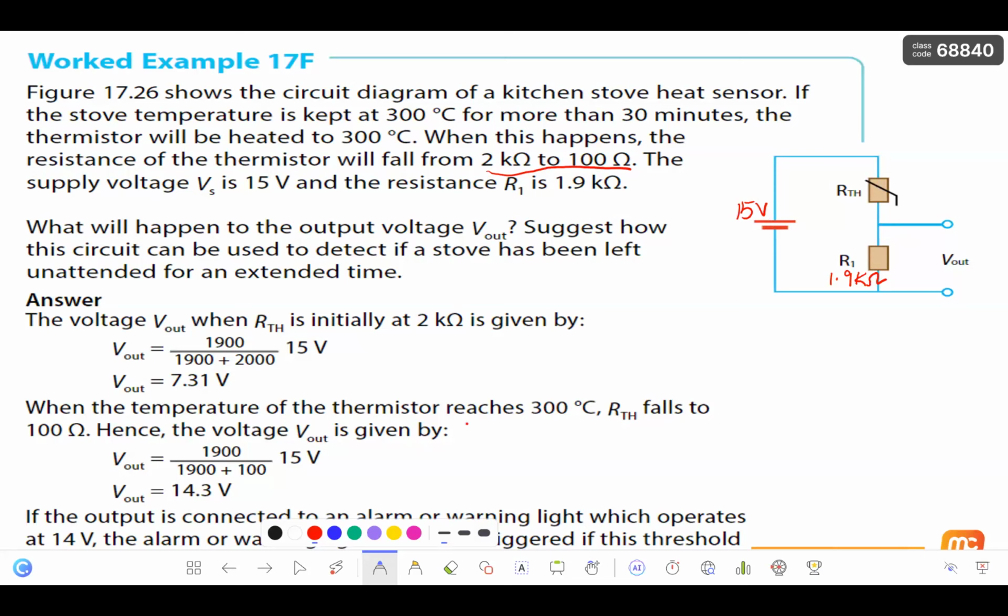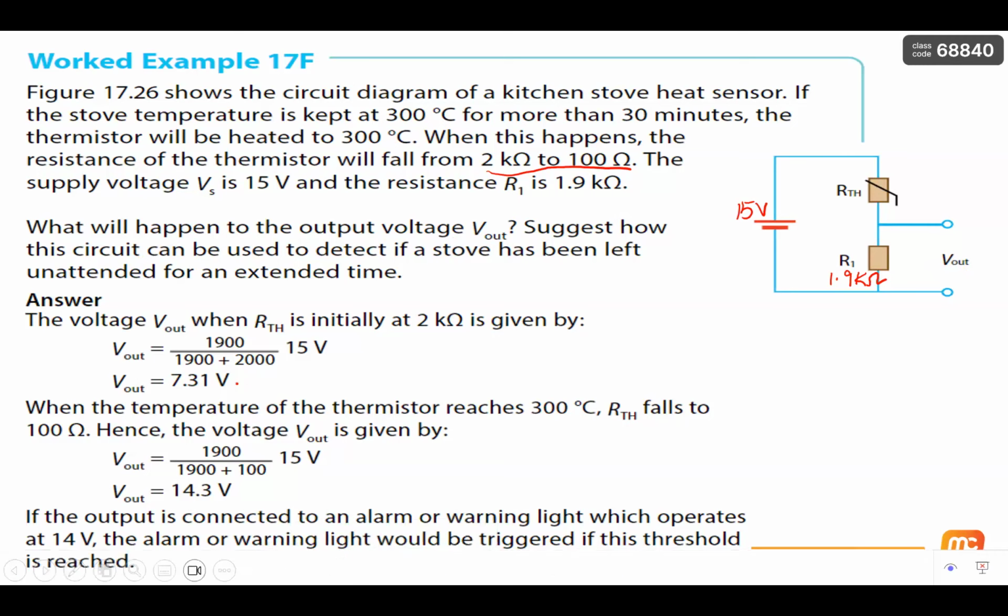But when the temperature rises to 300 degrees, the resistance of the thermistor drops to 100. So now I have 1900 over 1900 plus 100 times 15. I get 14.3. So the Vout actually increases when it's very hot. Suggest how this circuit can be used to detect if a stove has been left unattended.